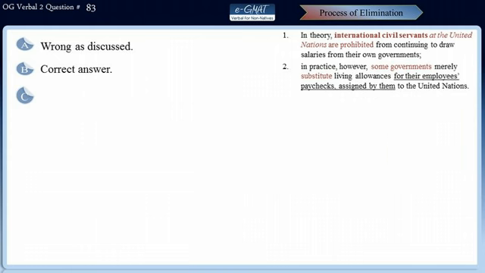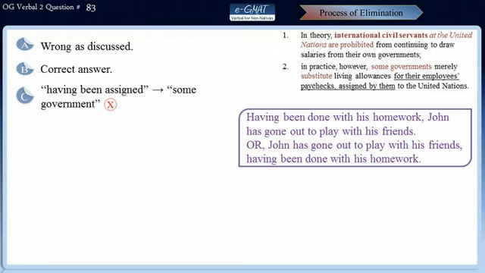Let's take a look at choice C now. Well, here this phrase having been assigned refers to the subject of the clause and hence illogically refers to some government. Let's take an example to understand this. Having been done with his homework, John has gone out to play with his friends, or we can write it as John has gone out to play with his friends having been done with his homework.